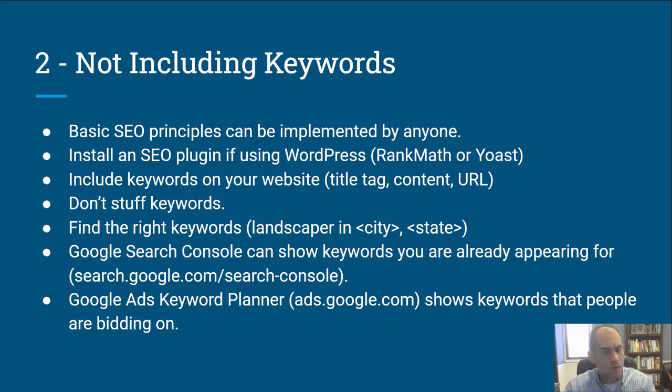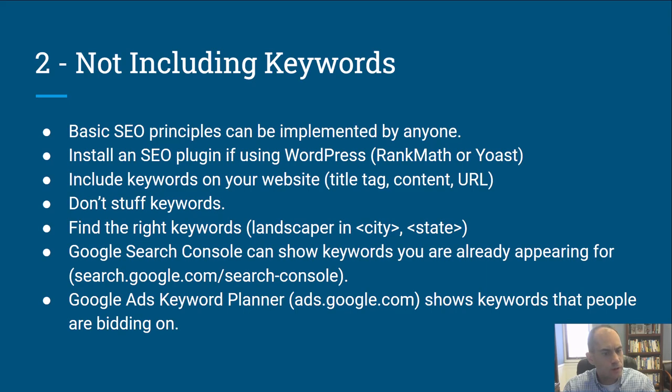Figuring out the right keywords to go after, you can use Google Search Console, which is a free tool from Google. It's a bit complicated to set up, but if you can use that, it's going to show you what keywords your website is already appearing for, and you can figure out which keywords to spend more time optimizing for.